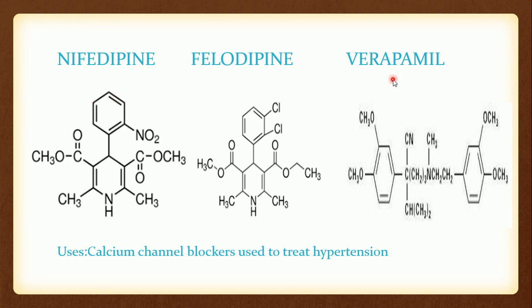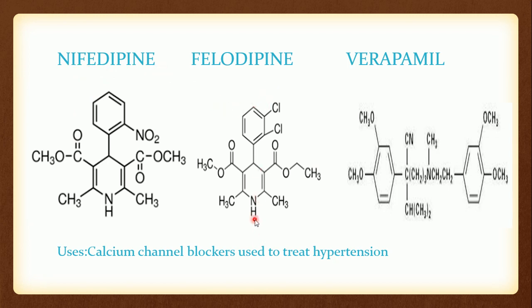Nifedipine, felodipine, verapamil. Nifedipine structure contains 1,4 dihydropyridine. What is pyridine? A 6-membered ring containing nitrogen is called pyridine. 2 methyl groups are present at the 2nd and 6th position, and acetate groups are present at the 3rd and 5th position, and at the 4th position a nitrobenzene group is attached. That is the structure of nifedipine.